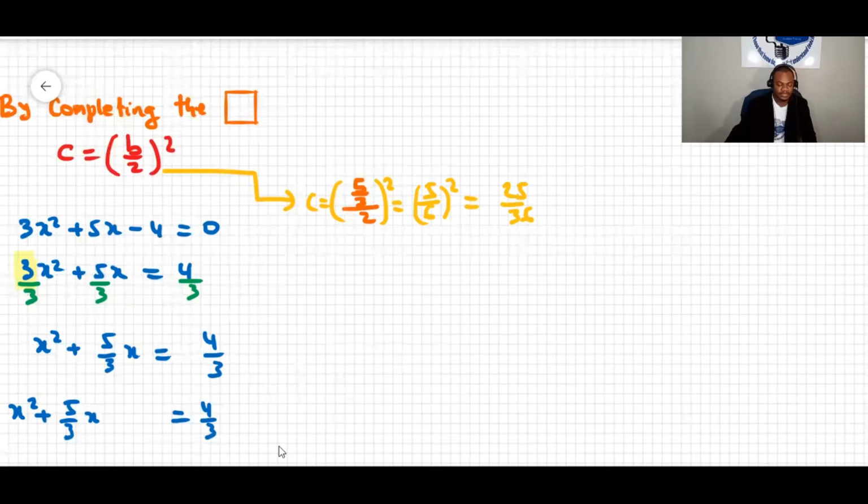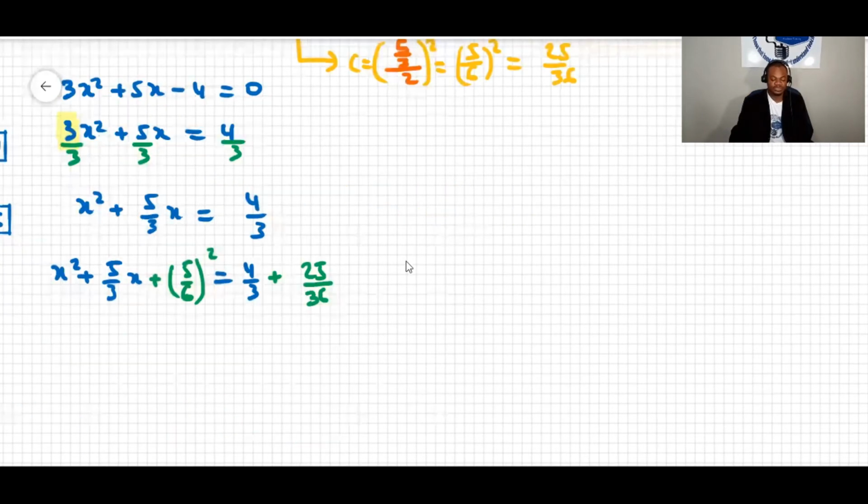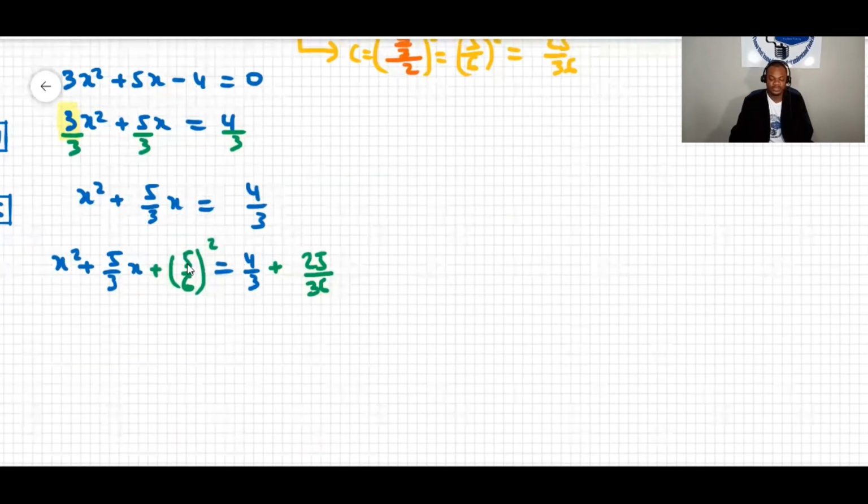Now I'm going to substitute this value over here. So I'm going to add (5/6) squared. I know the value of (5/6) squared is 25/36, but I prefer to write (5/6) to the power of 2 here, and then there I'm going to write 25/36, because whatever you add on the left, you add also on the right to keep your equation the same. At the moment that we place in this value, this is the value that will make the left side a perfect square.